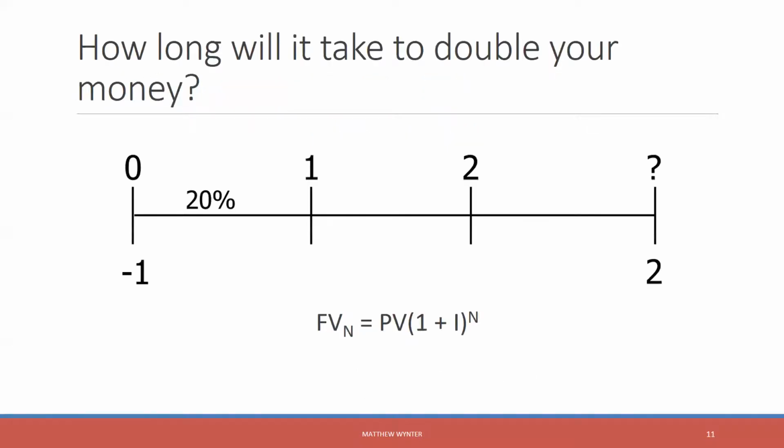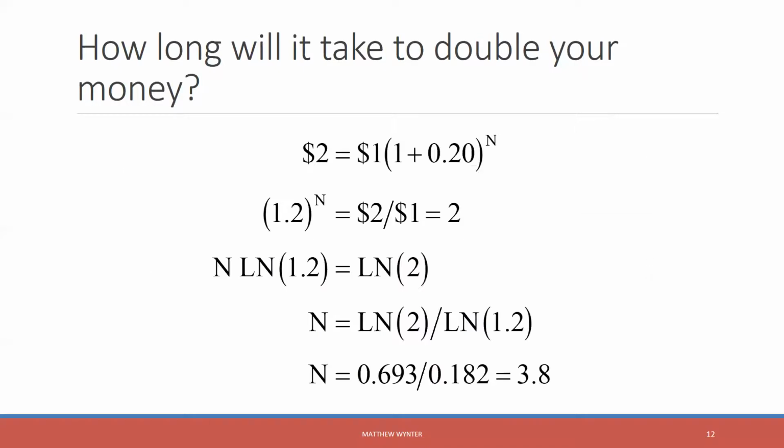All right, how long will it take you to double your money? Well, in this example, what do I want to know? I want to know how long it's going to take for my $1 to yield 2. So let's set this up and solve for it. On the left-hand side, I've got 2. On the right-hand side, I've got 1. Why? Because I want to double my money. If I wanted to triple my money, I'd put 3 on the left-hand side.